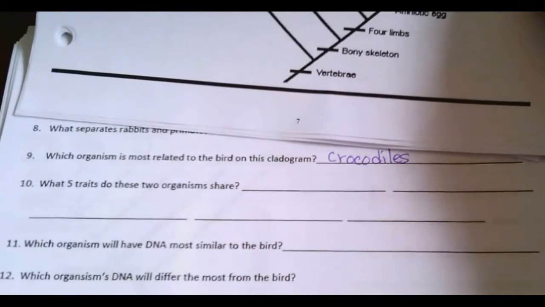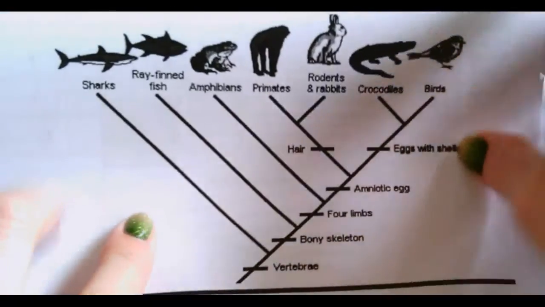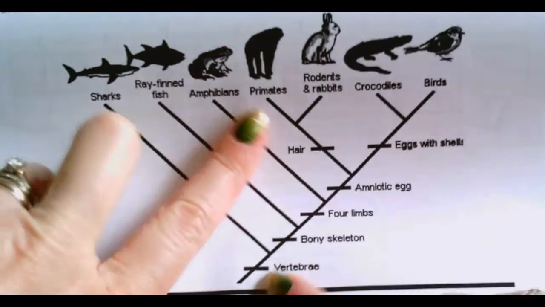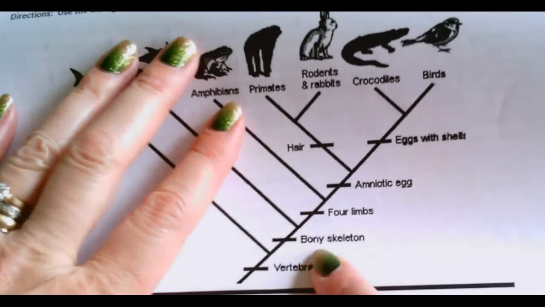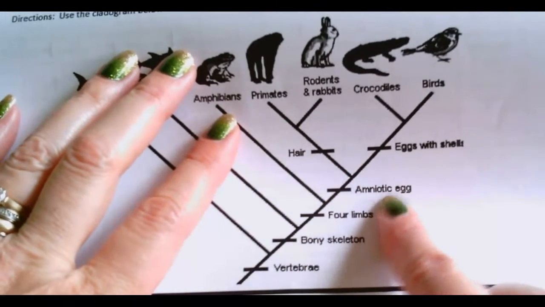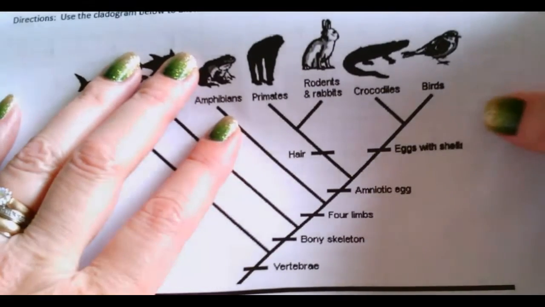The next question says, what five traits do these two organisms share? So the five traits that crocodiles and birds are sharing are all of these along this main timeline here. They have vertebrae, bony skeleton, four limbs, amniotic egg, and eggs with shells. So if you need to pause and write those or check your answers, please make sure you do.